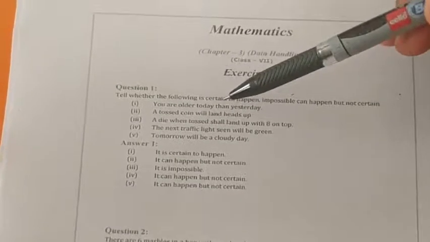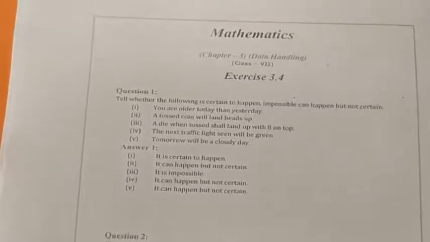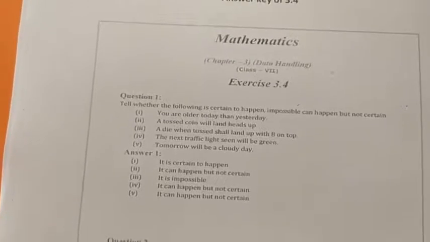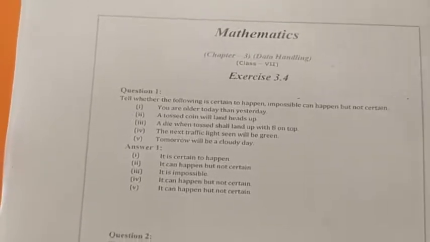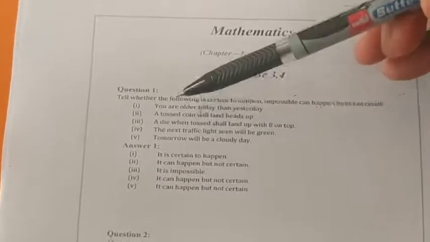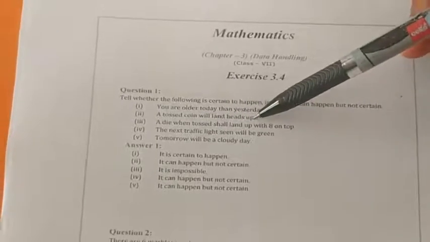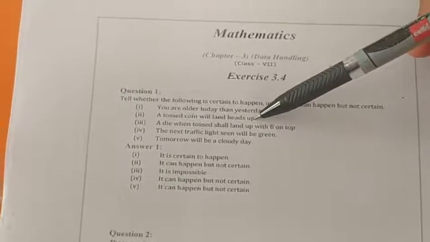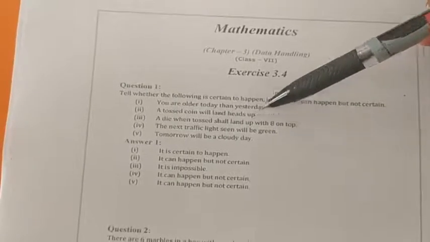You are older today than yesterday. It is quite obvious that is certain to happen, because we are older today than yesterday. A tossed coin will land heads up. We don't know, if you toss the coin, it may be head, it may be tail. So it can happen but not certain. We can't say it will be head or tail.